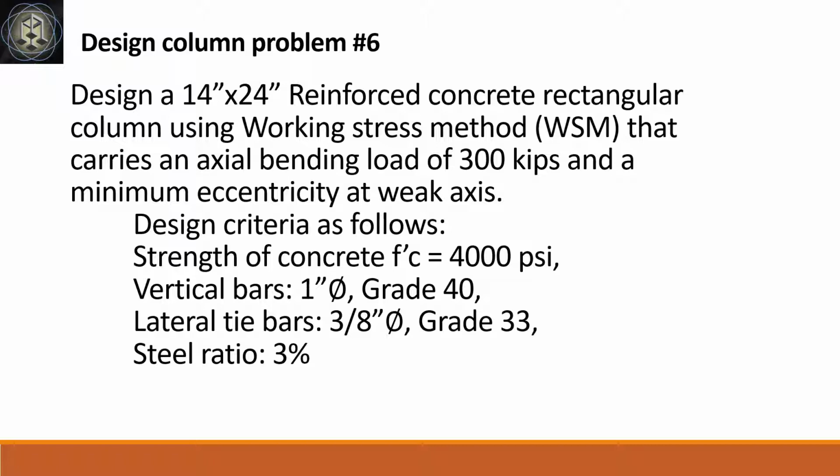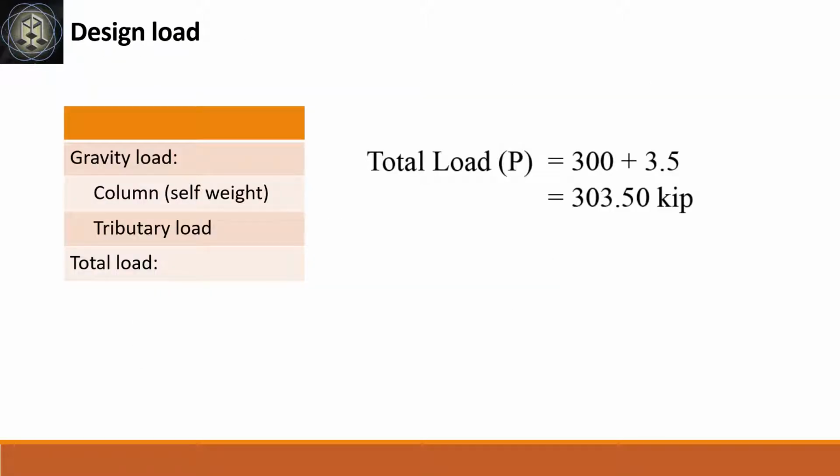Design criteria as follows. Strength of concrete 4000 psi, vertical bars 1 inch diameter bar, grade 40, lateral tie bars 3/8-inch diameter bar, grade 33, steel ratio 3%. The column carries an axial load of 300 kips. Assume a self-weight of 3.5 kips for a total load of 303.5 kips.